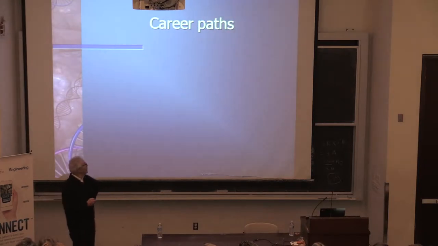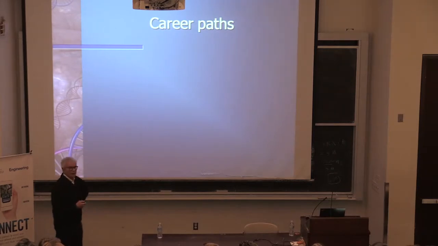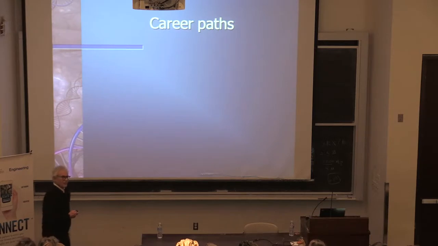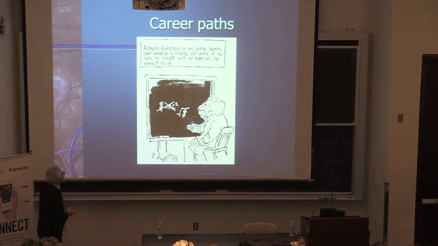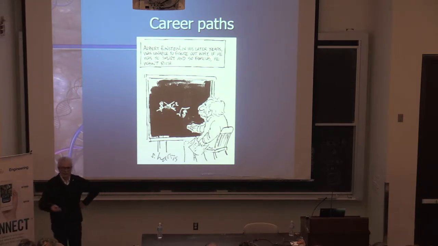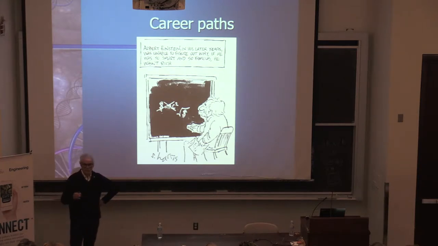So, career paths. All of us wonder what career paths we are going to take, and you don't know if you're going to do something academic. I like this cartoon. It said, "Albert Einstein in his later years was unable to figure out why, if he was so smart and so famous, he wasn't rich." So you can do a little bit of both. You can do the smart things, you can do the entrepreneurial things.